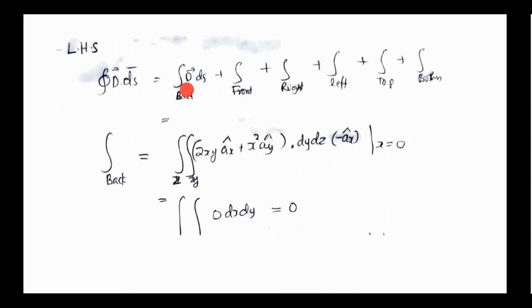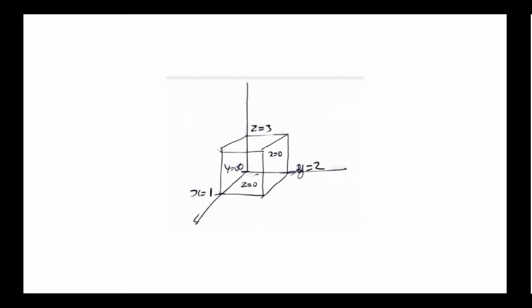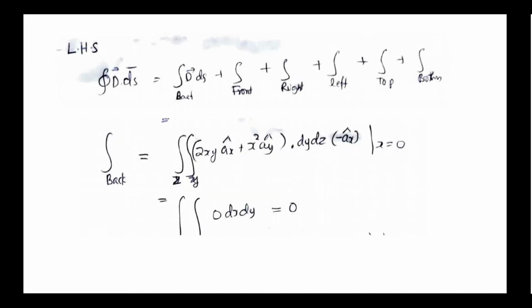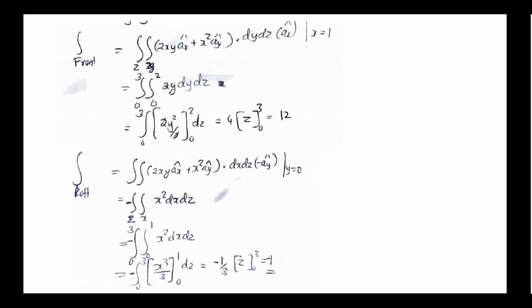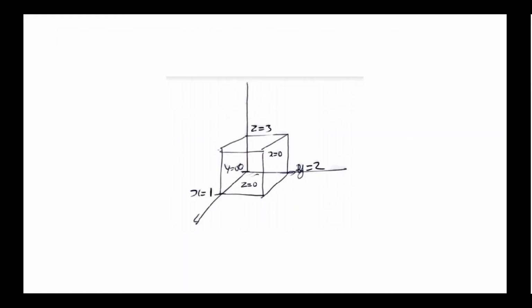So we have completed back and front. Now right and left. What is right here? Right is the y equal to 2 plane. The y equal to 2 plane is in the ay direction, so we'll do that, right, as well as left. First evaluate left: at y equal to 0, the direction is minus ay, because in the figure you can see the plane is facing the negative y direction.